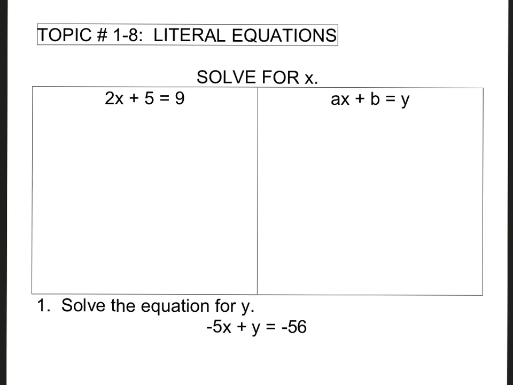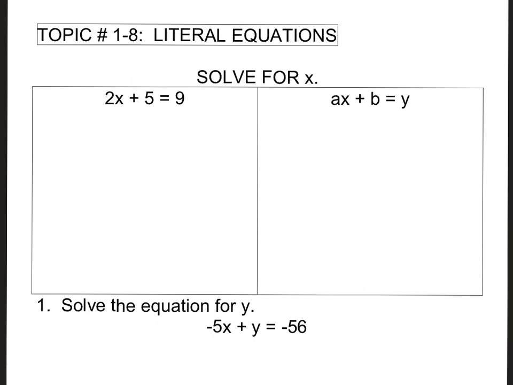Literal equations are where you mostly have letters in your equation instead of numbers, but the process that you would go through to solve an equation is exactly the same as what you've done in the past. So I'm going to show you this with a regular equation first, and then replacing a lot of those numbers with variables and showing you how we would work that.